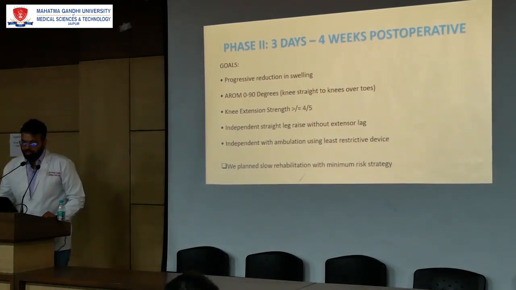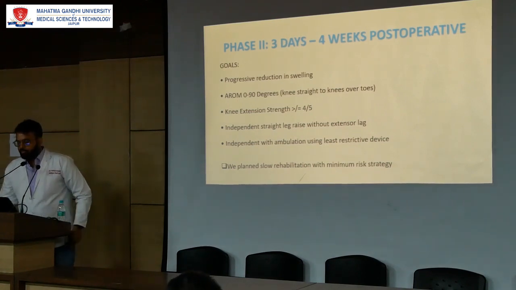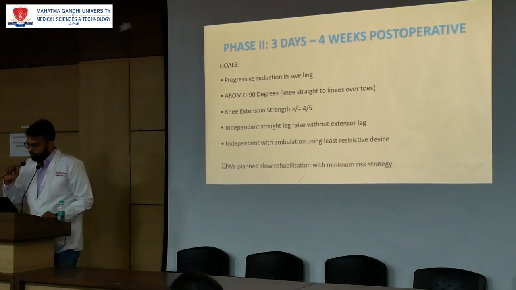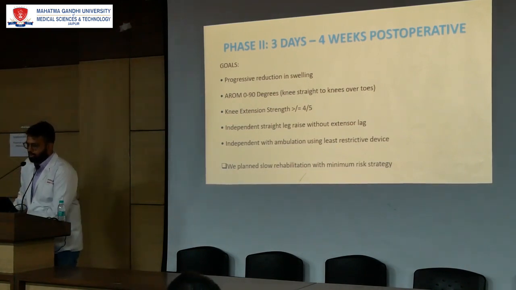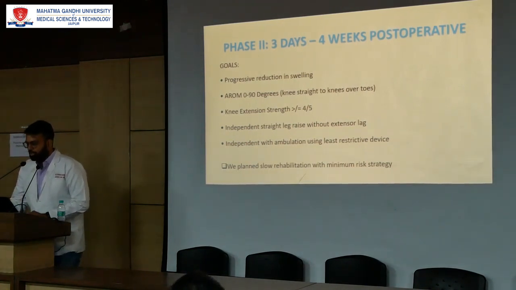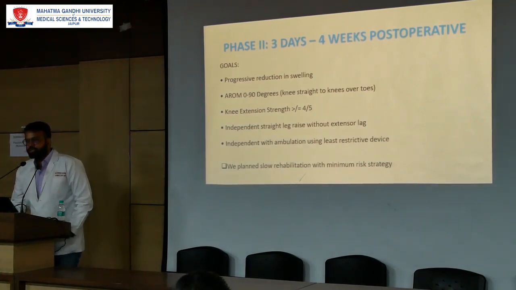We planned slow rehabilitation with a minimum risk strategy because this was a challenging case for us, as our patient was from a remote area where rehabilitation services were not present. Our patient did not fit in the standard TKR rehabilitation protocol because she also had osteoarthritis of the right hip, which reduced the stability as well as proprioception. And after TKR, knee proprioception further reduced initially, due to which chances of fall increased, which may lead to fracture as well as polytrauma.